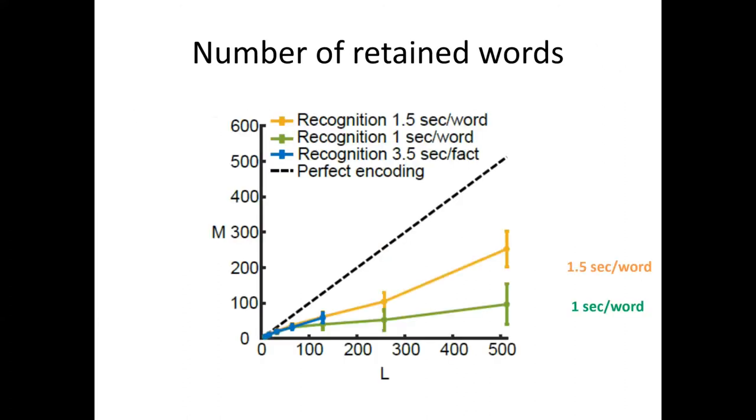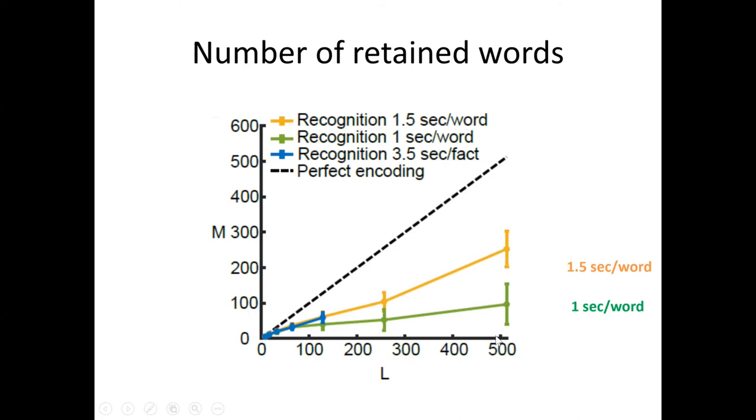Okay, so this is the first. I show you that indeed it's important to measure M first, because M is not a universal number. It depends, for a given L, for the given number of words in the list, on the speed of presentation. For slower speed, there is a better memory, so you do better at the recognition test.